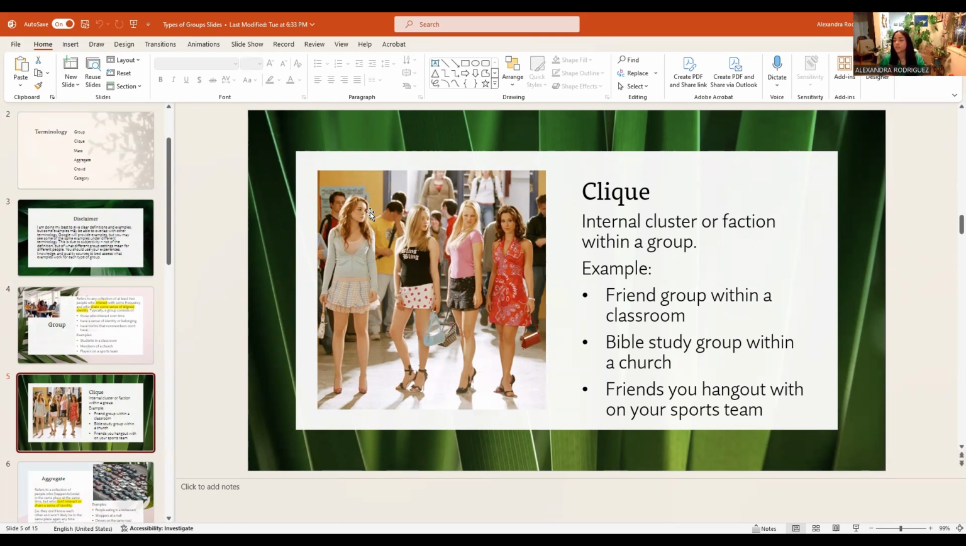So for example, like in football, there's at least 50 people. You can't be best friends with all of them. So you might have a clique within that team of people that you actually hang out with.